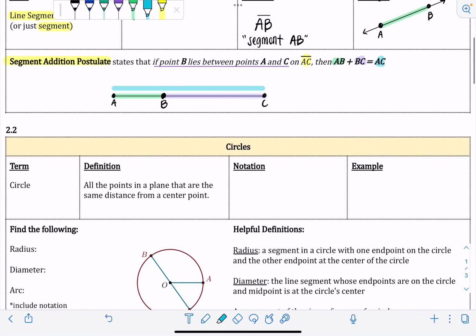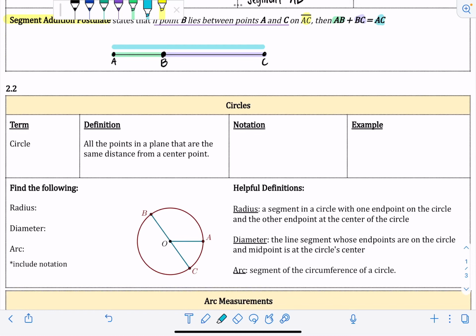Okay, moving down to 2.2. Our 2.2 section is about circles. So I know we know what a circle is, but the more academic definition is all of the points in a plane that are the same distance from a center point. So I'm going to skip to the example again and then go back to notation.